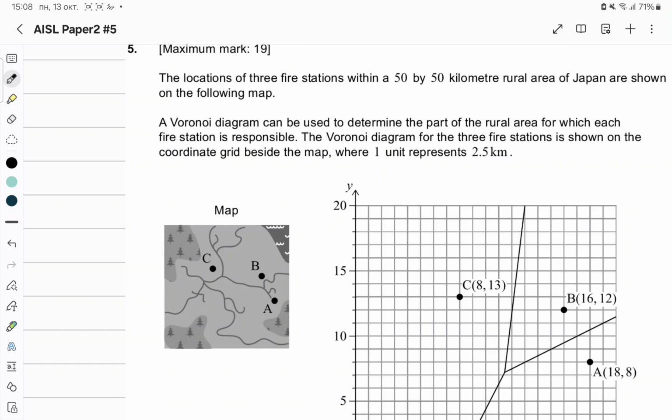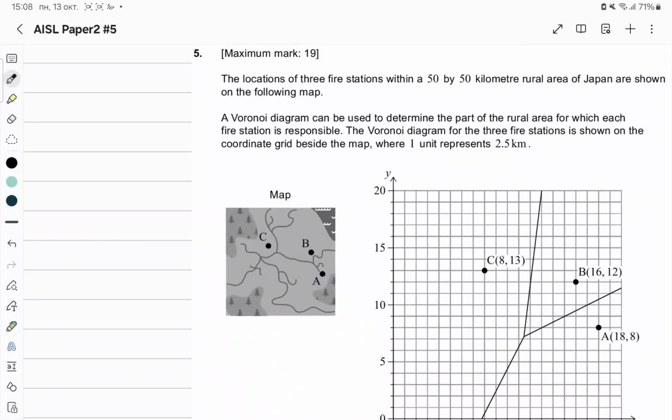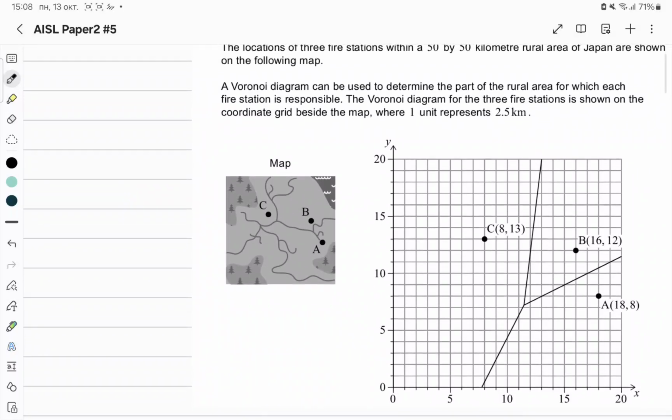Adil. Today we are continuing to consider the question of past paper 2025 Application and Interpretation Standard Level course, Paper 2, question number 5. So let's have a read first. The location of 3 fire stations within 50 by 50 kilometers in a rural area of Japan is shown in the following map. A Voronoi diagram can be used to determine the part of the rural area for which each fire station is responsible. The Voronoi diagram for 3 fire stations is shown on the coordinate grid beside the map, where one unit represents 2.5 kilometers.